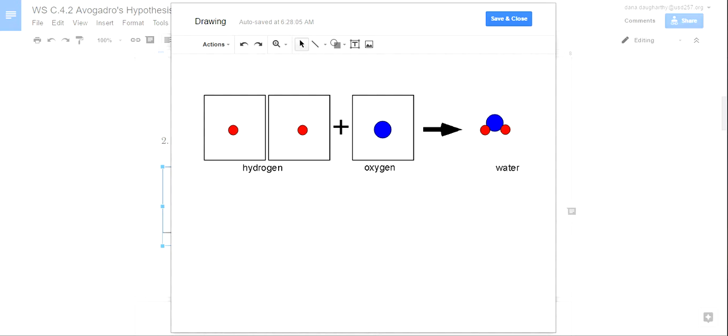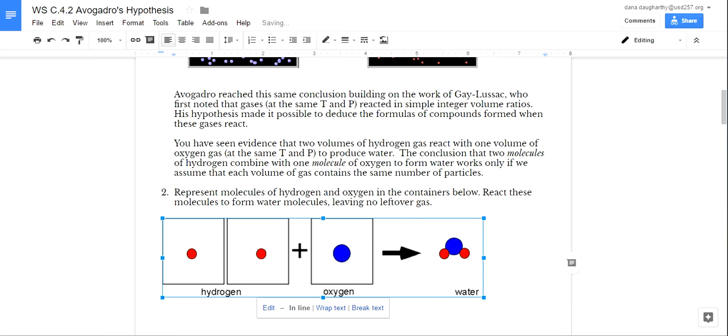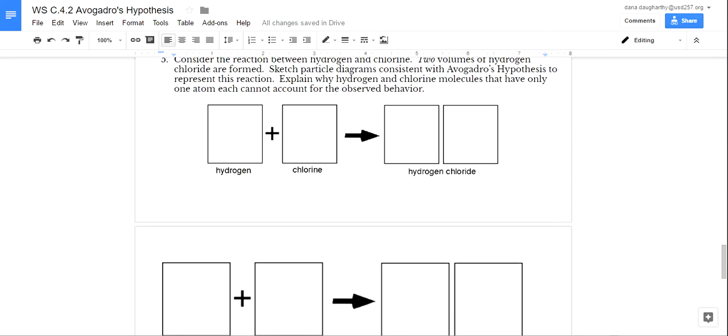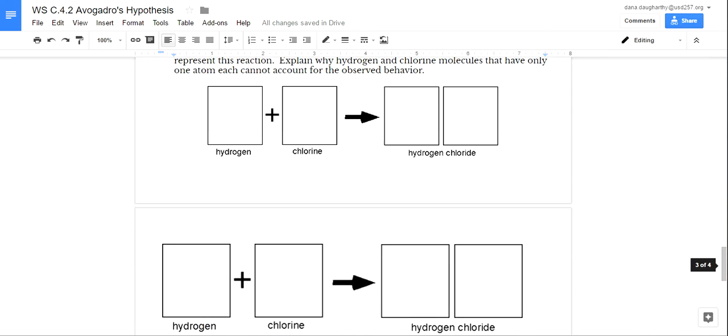Now, if you did 5 here, 5 hydrogen in this box, you need to show 5 hydrogen in that box, 5 oxygen in that box, 5 waters produced. Okay? So you guys can do that for questions 2 through 4. Then when you get to number 5, it gets a little bit different.